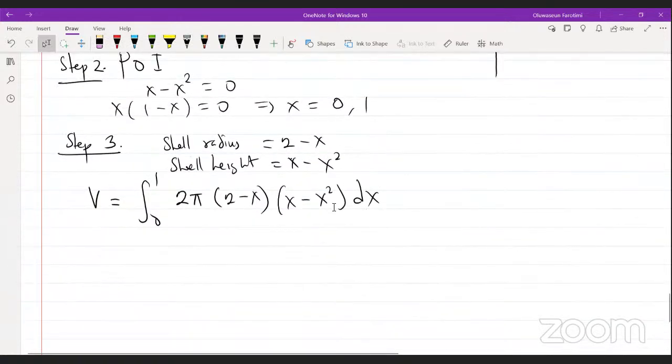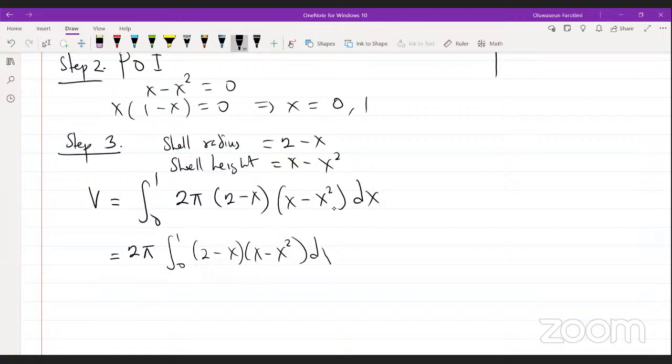Interesting. Correct setup, you have a correct solution. So this is 2 pi, because that's a constant. I'm going to pretty much be left with integral from 0 to 1, 2 minus x, and then x minus x squared dx, which is going to be 2 pi integral from 0 to 1, x cubed minus 3x squared plus 2x dx. Okay, once you distribute that guy, you have that expression.